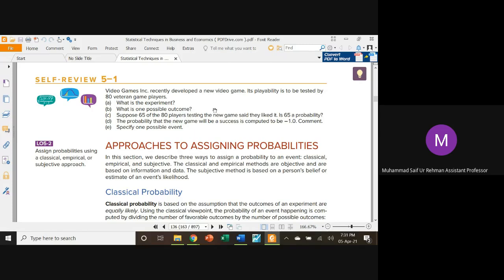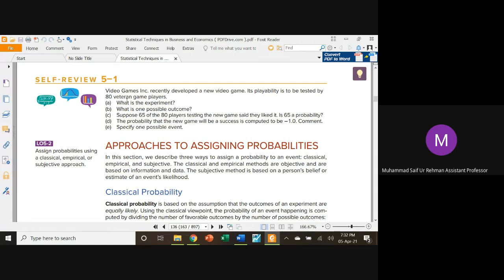So the questions are: what is the experiment? What is the experiment in this case? So if you are going to interview these 80 people, this may be an experiment. Or you may count the number of players who are in favor of the idea that it is playable. So counting the number of players, this is an experiment.